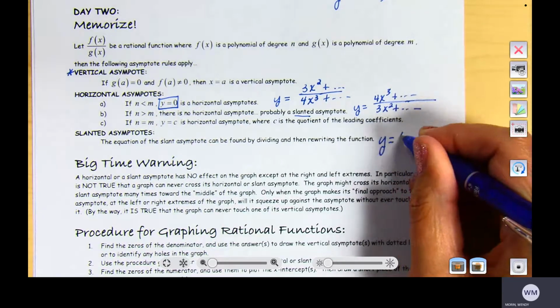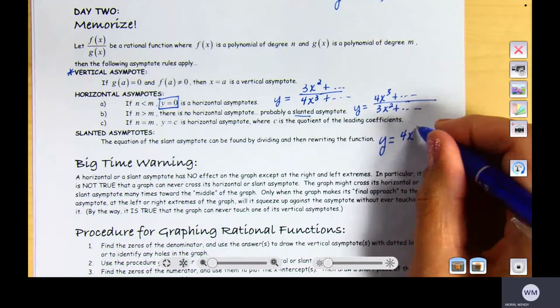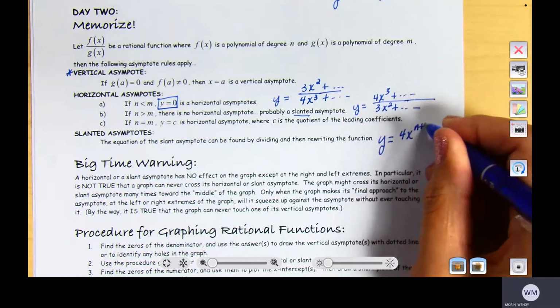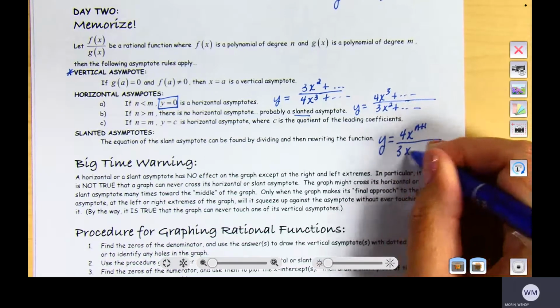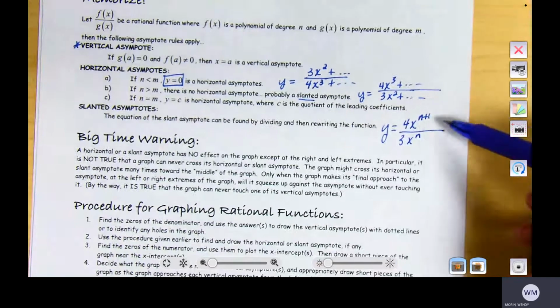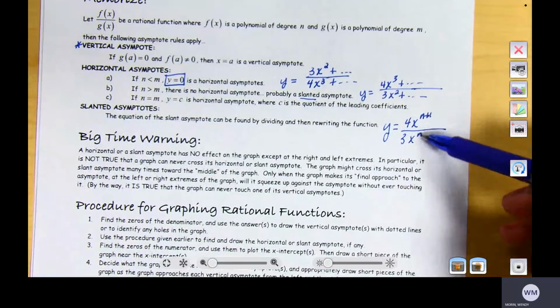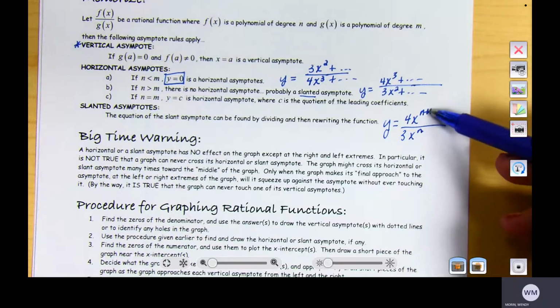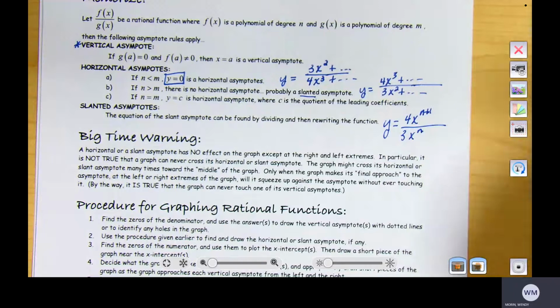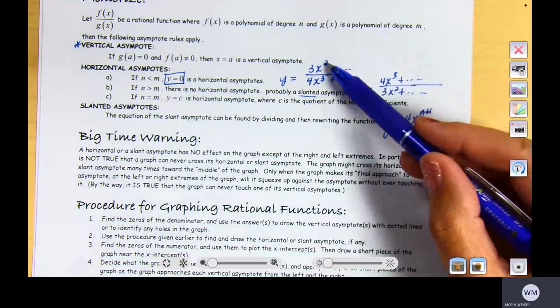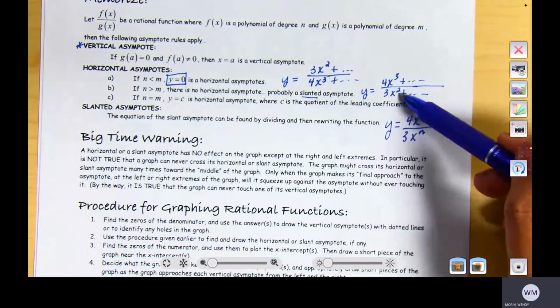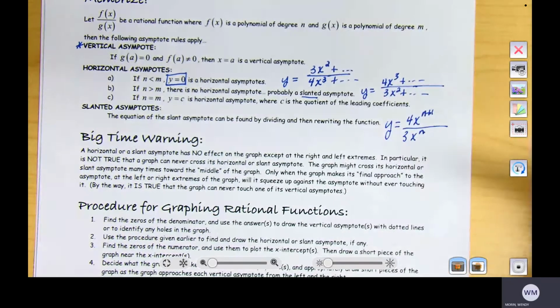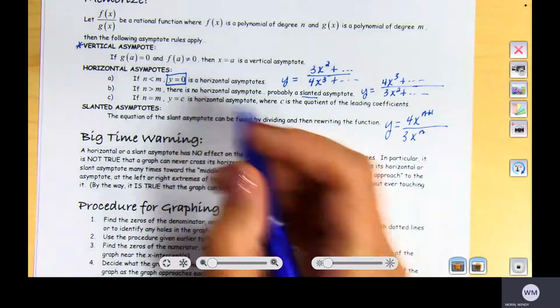So if we have, say, 4x to the n plus 1, and the bottom is x to the n. If this degree is 1 larger than this one, you'd have a slant asymptote. If it was 2 degrees larger, you'd have a quadratic asymptote, which we're not going to get into, so you don't have to worry about that. Okay? Now, this is when the top is smaller. This is when the bottom is smaller. What happens when they're the same?